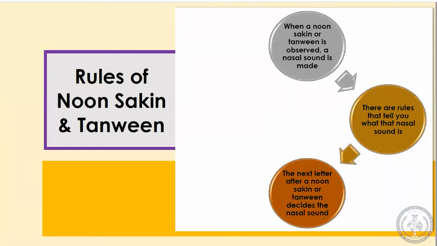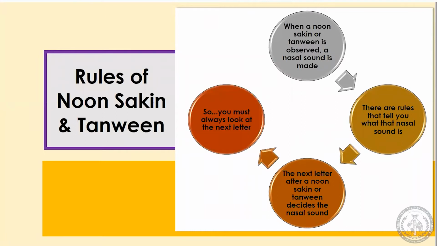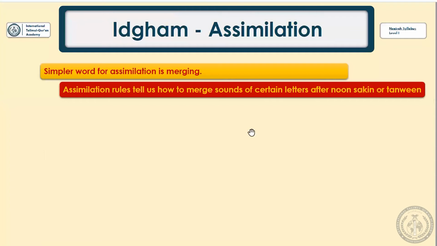When doing this rule, we always need to look at the next letter, the following letter after a Noon Sakin or a Tanween, because that tells us what type of nasal sound we need to make. So it is very important that we look at the letter that is coming after the Noon Sakin or the Tanween. You must always look at the next letter to help us decide what type of nasal sound we need to make.